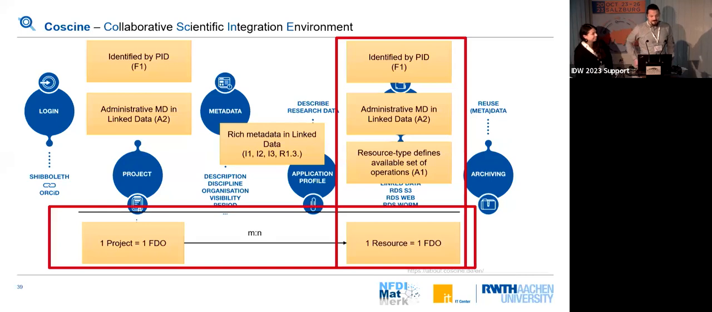And now, the red part appears. So we have two things which we want to look at. One: how do we create this FAIR DO for one resource, which is a bit more complex than just identifying a single binary file, and on the other hand, how do we navigate between these two different kinds of FAIR DOs in our platform?